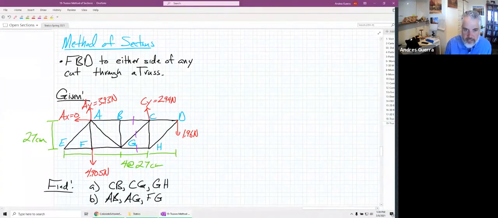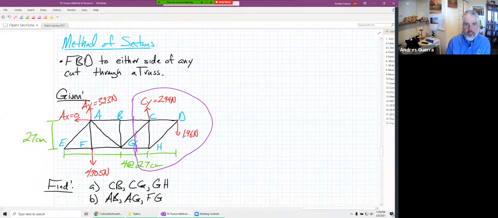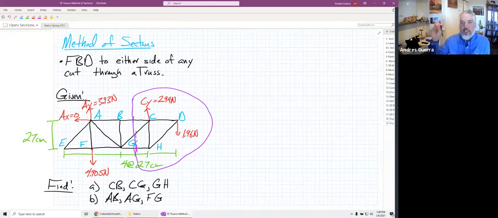We can cut right into the middle of the truss. So where they're asking us to find this stuff, we can say, let's make a cut right there. And then we can go to either side of any cut through the truss. It doesn't matter what side we go to. I'm going to go to this side. It looks like there's a little bit less going on over there. So the one advantage is we can go to the middle of the truss when we're doing method of sections, while with joints, we'd have to go through multiple FBDs to get there.